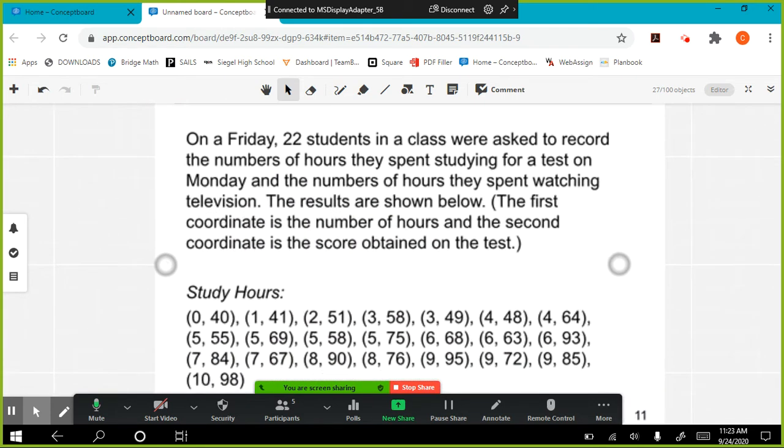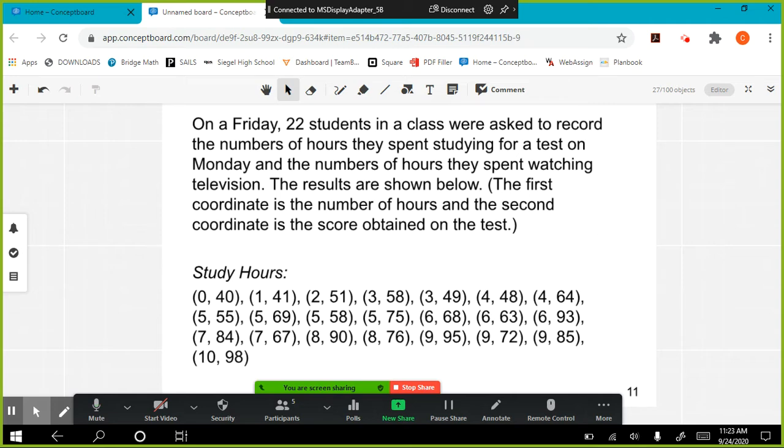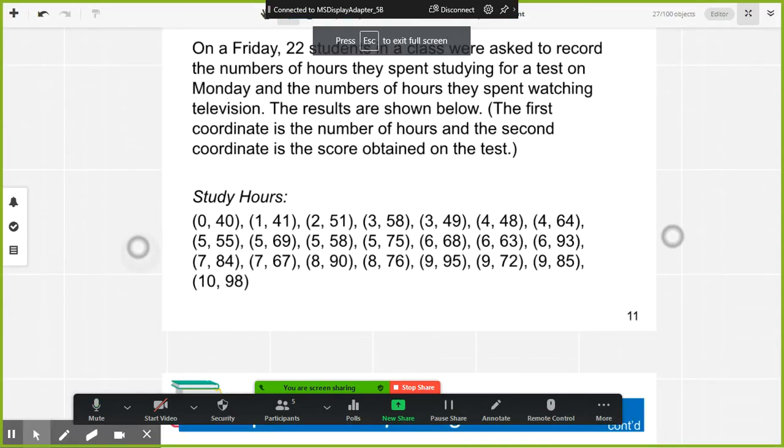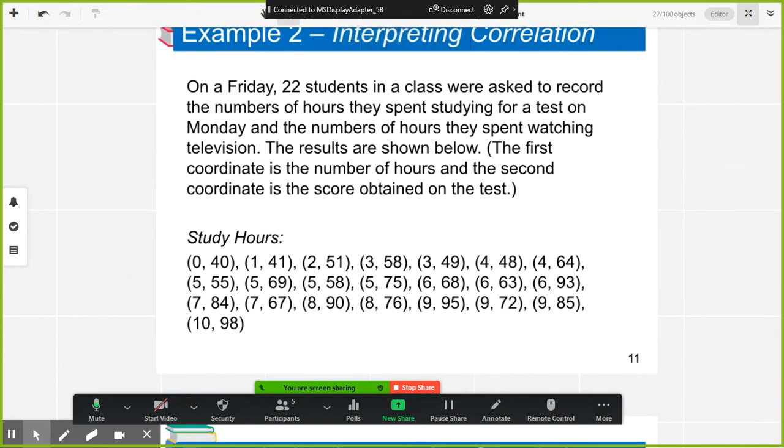All right, so let's look at another example. In this example, 22 students in a class were asked to record the number of hours they spent studying for a test on Monday and the number of hours they spent watching television. The results are shown below. The first coordinate is the number of hours, and the second coordinate is the score obtained on the test. So the first number is the number of hours studied. The second number is their score on the test. And so we're going to see if there is a correlation between the number of hours studied and the score on the test.